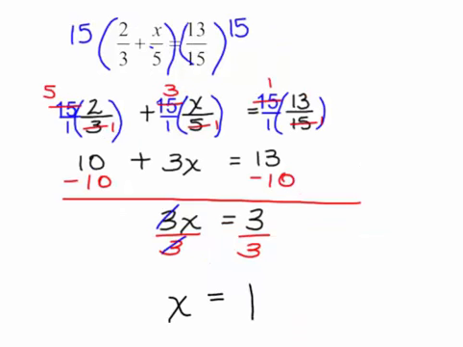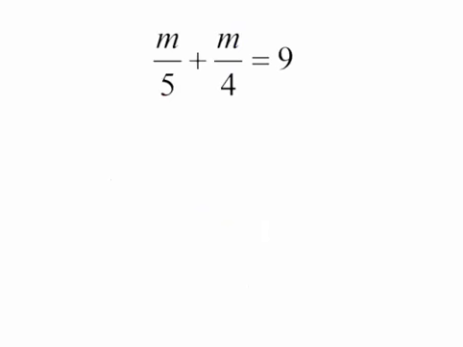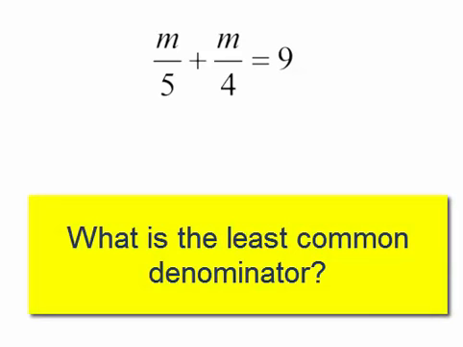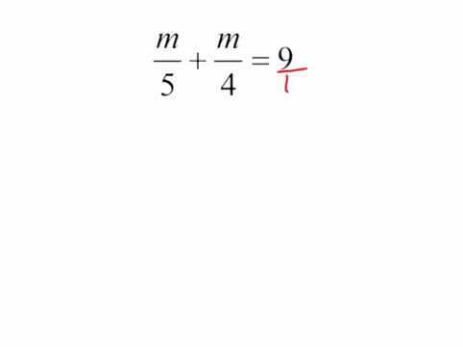Let's keep working. We have the equation m over 5 plus m over 4 equals 9. Let's find the least common denominator and get rid of these fractions. In the denominators, I have a 5, a 4, and 9 is just over 1. What's my least common denominator? What will 5 and 4 divide into evenly? You've got it. It is 20.